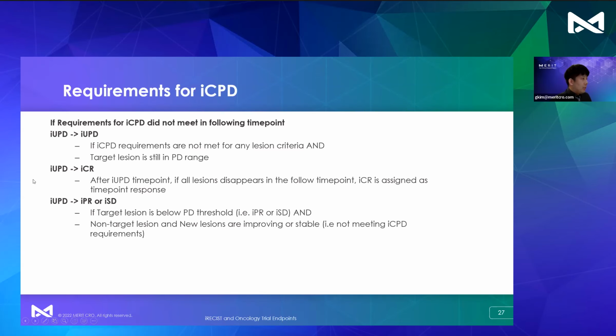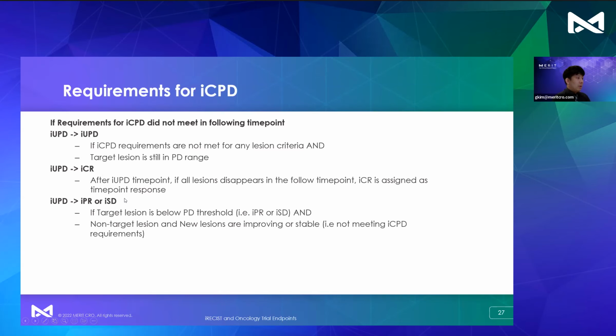For iUPD going to the iCR, this is when iUPD has initially been seen in a time point, followed by the disappearance of the lesions in all lesion categories. Then the iCR conditions can be met and the patient can get out of the iUPD and then be in a response status.